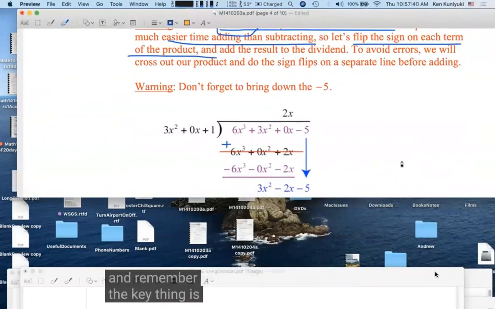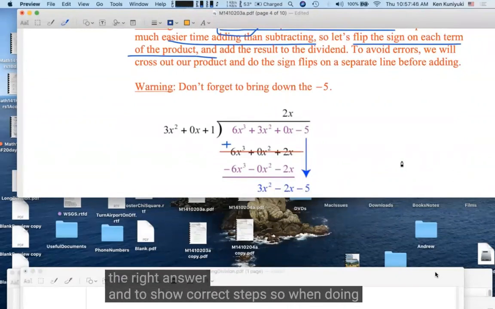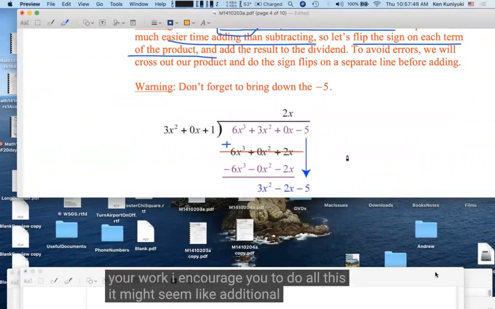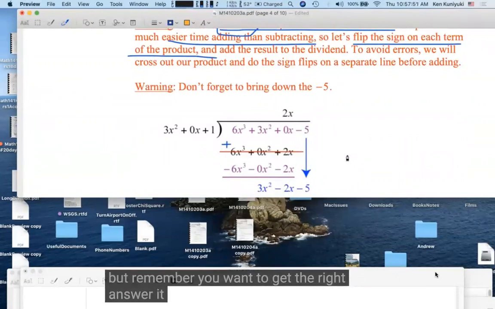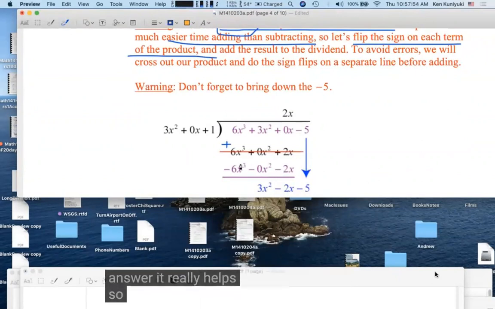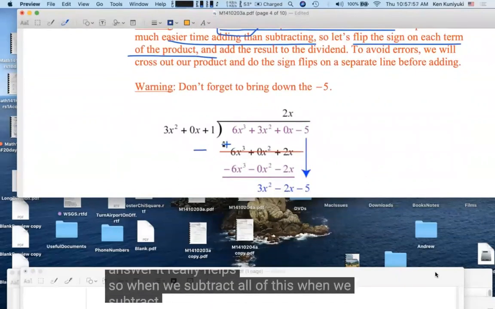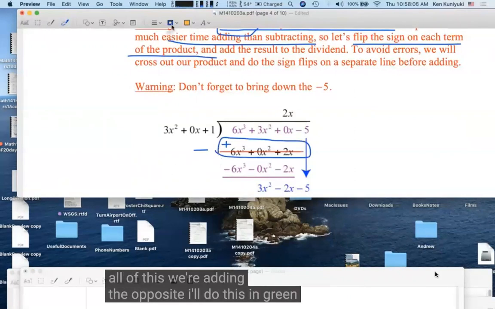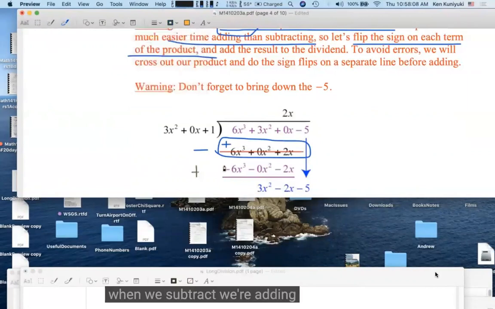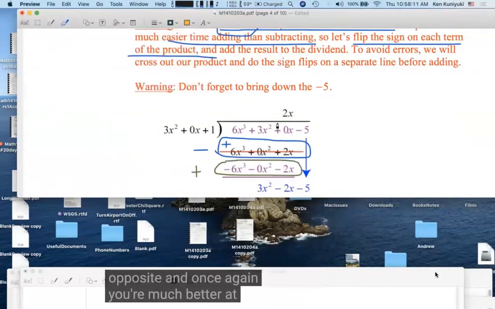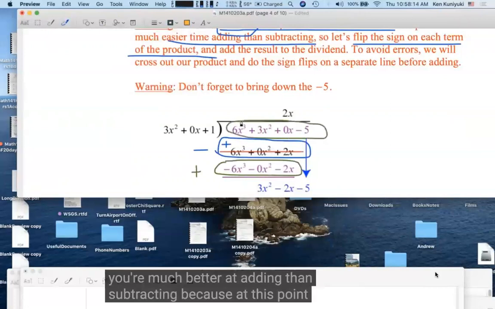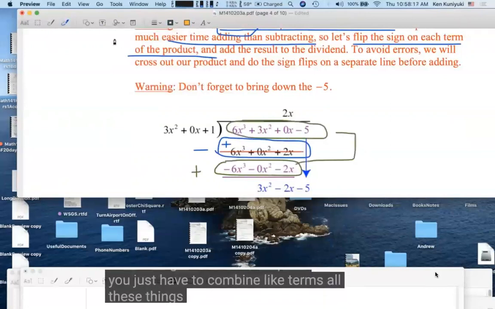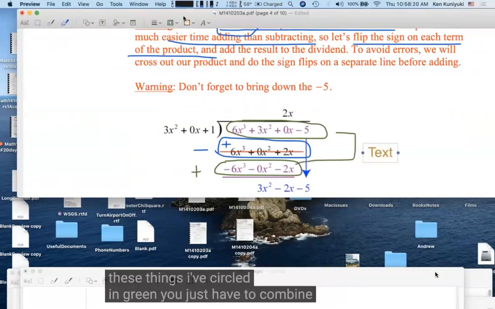And remember, the key thing is to be accurate, to get the right answer, and to show correct steps. So when doing your work, I encourage you to do all this. It might seem like additional writing, but remember, you want to get the right answer. It really helps. So when we subtract all of this, we're adding the opposite. I'll do this in green. When we subtract, we're adding the opposite. And once again, you're much better at adding than subtracting. Because at this point, you just have to combine like terms. All these things I've circled in green, you just have to combine like terms now.